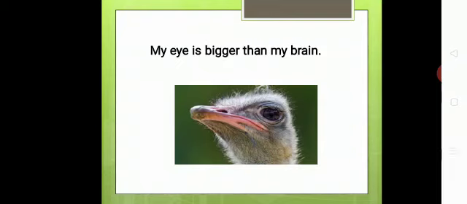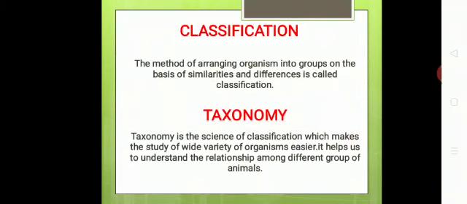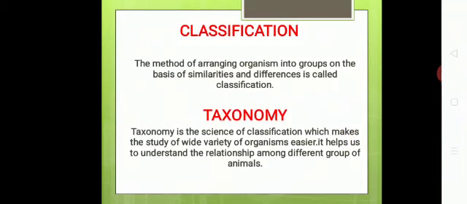Was it interesting? Yes. Now let's recap what we discussed in the last class. In the last class we saw what is meant by classification. It is the method of arranging organisms into groups on the basis of similarities and differences. And also we saw what is meant by taxonomy. It is a science of classification which makes the study of a wide variety of organisms easier.